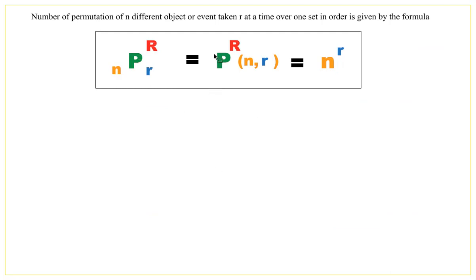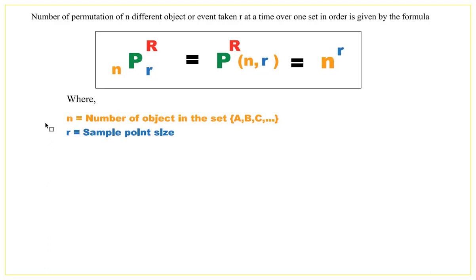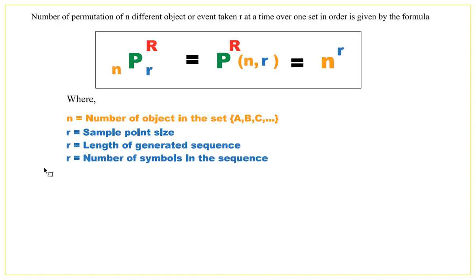Now we may find different notation in other books like PNR, but we are going to add r here to emphasize that there is a replacement in this law. So we know how to use it and we remember it very well. Now what is n? Number of objects in the set, and r is the sample size or length of the generated sequence, as we have seen before.